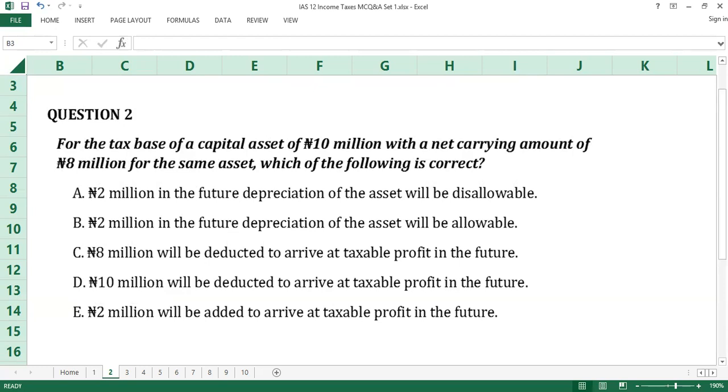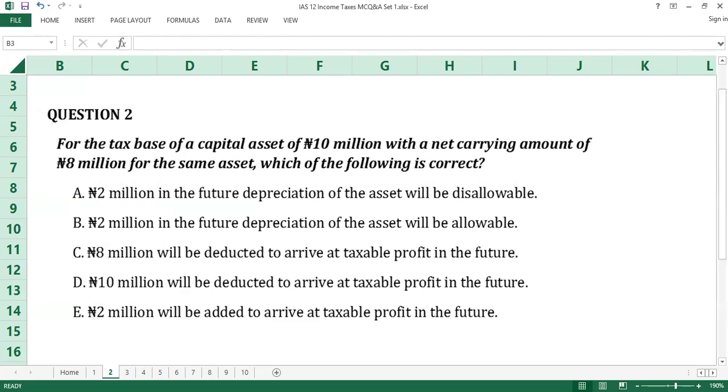Ten seconds gone. Twenty seconds gone. Time up. The answer to question number 2 is D.